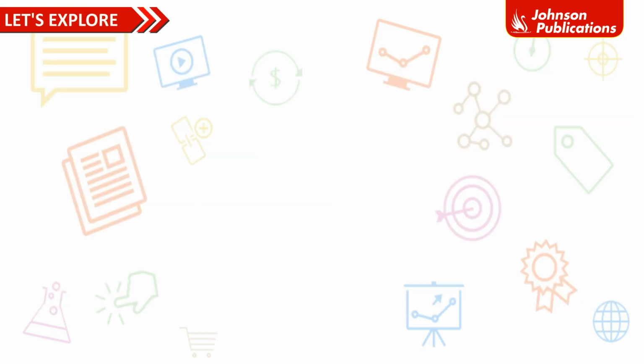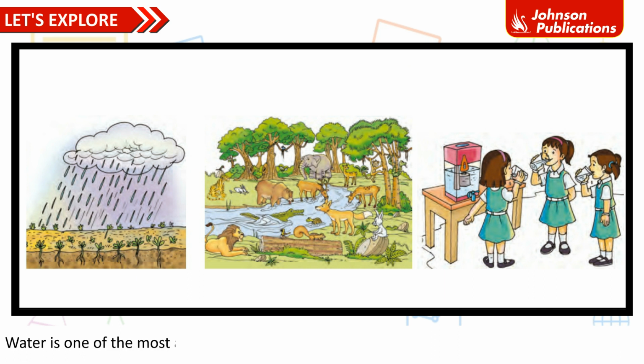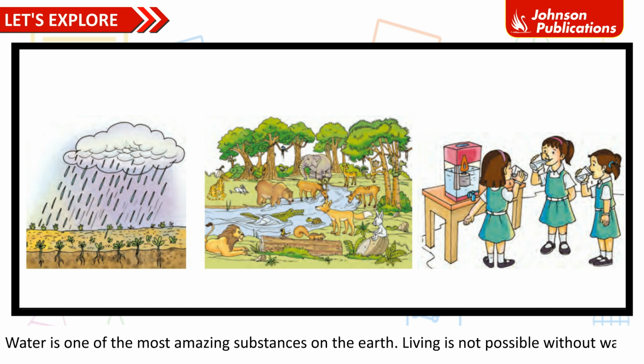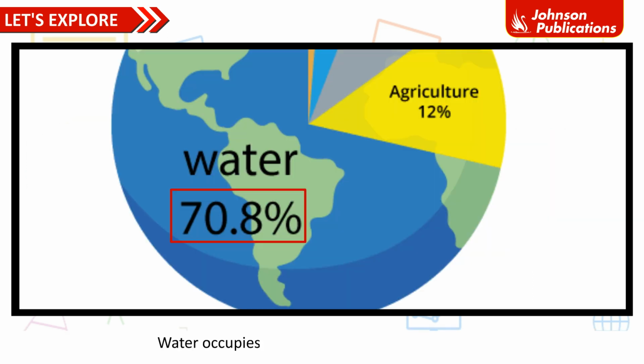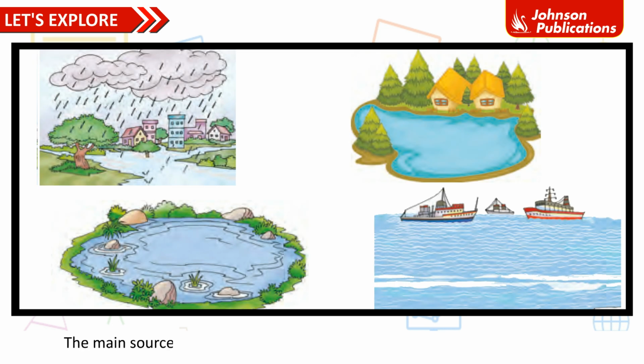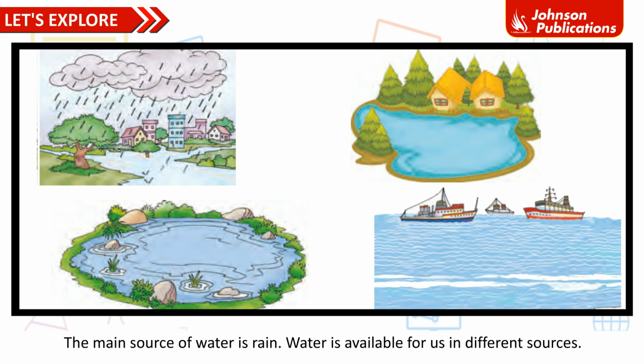Let us explore. Water is one of the most amazing substances on the earth. Living is not possible without water. Water occupies nearly 70% of the earth's surface. The main source of water is rain. Water is available for us in different sources.